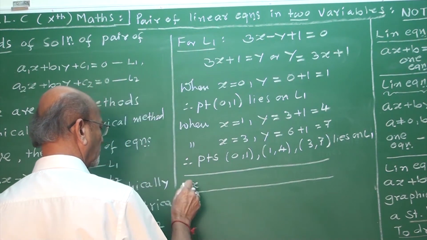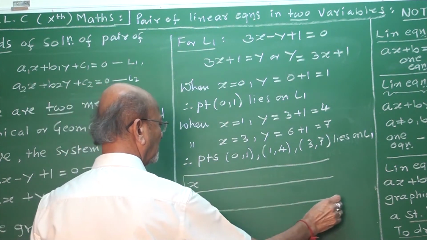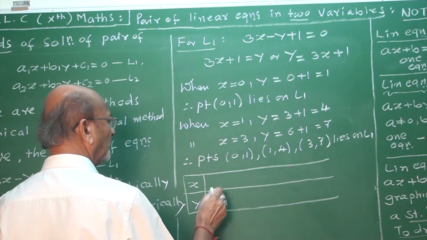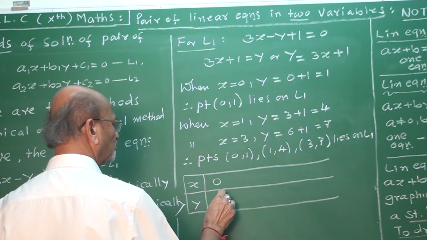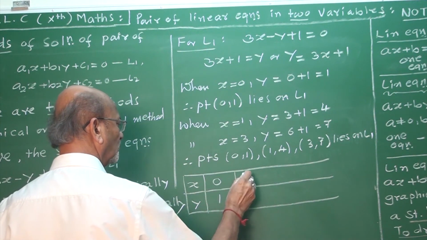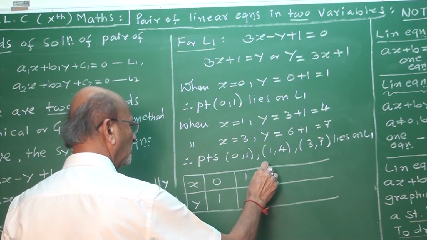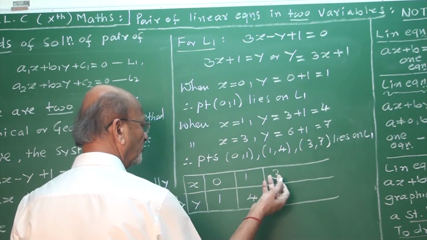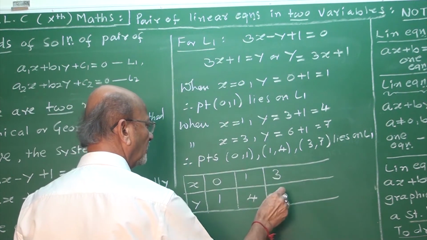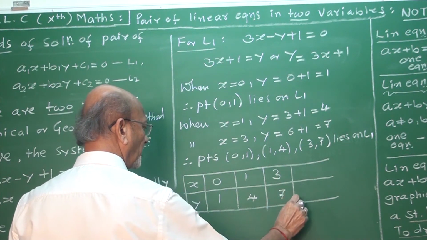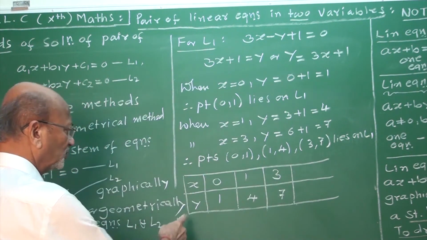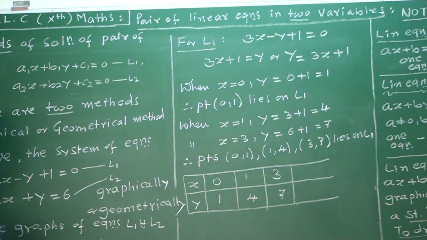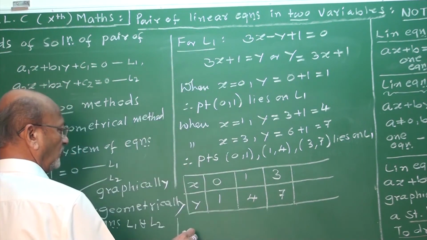This is y. When x is 0, y is 1. When x is 1, y is 4. When x is 3, you can take 2, you can take 5, any number. It is 7. Yes, this is L1. And then for the second line, L2.